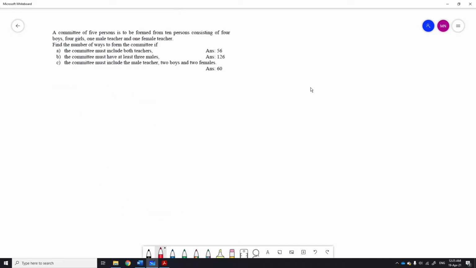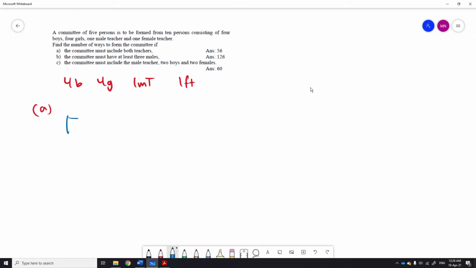Okay, so let's discuss an example from the reference book. Example 6.1, page 125. A committee of 5 is to be formed from 10 people consisting of 4 boys, so we have 4 boys and 4 girls, 1 male teacher and 1 female teacher. Find the number of ways to form the committee if the committee must include both teachers.